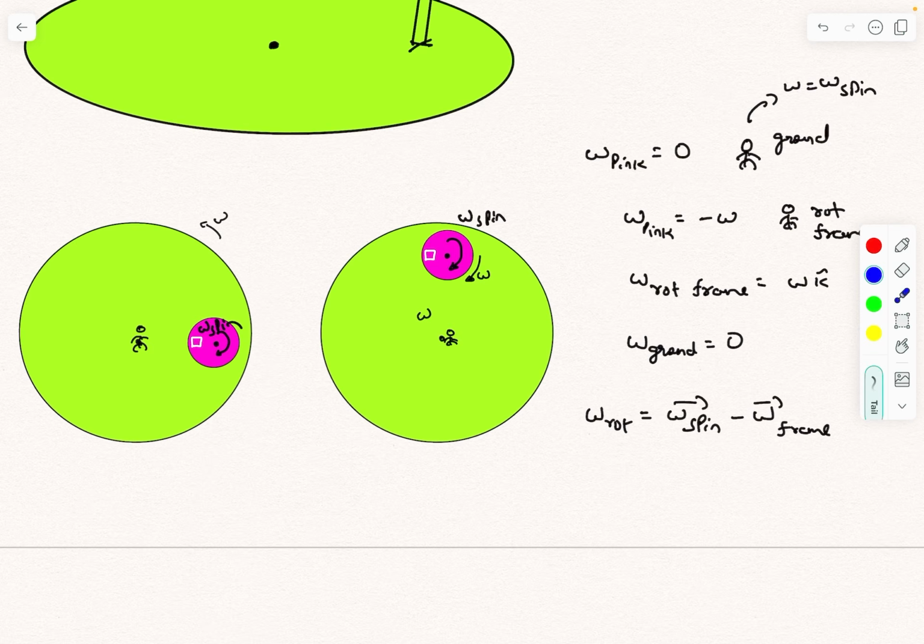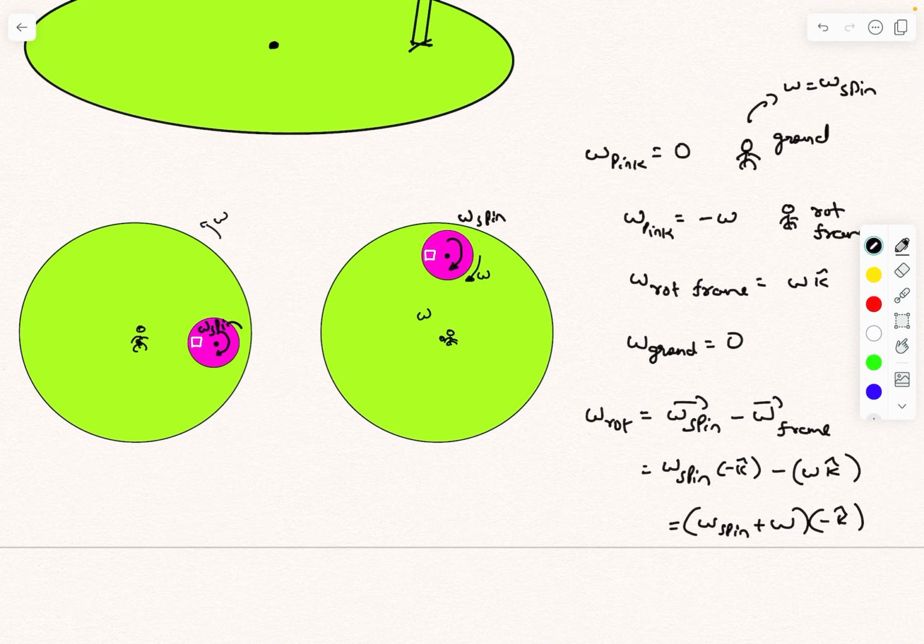So this is the idea that I am trying to discuss. If I just want the magnitudes, it will be spinning omega, which is in the minus k cap direction, minus the frame omega. Frame omega is in the k cap direction, so which is omega k cap. Omega spin plus omega in the minus k cap direction. So this is what the rotating frame of reference will observe. So basically, if the ground frame observer observes the spinning omega to be omega spin, then the rotating frame will observe it to be omega spin minus omega of the frame.